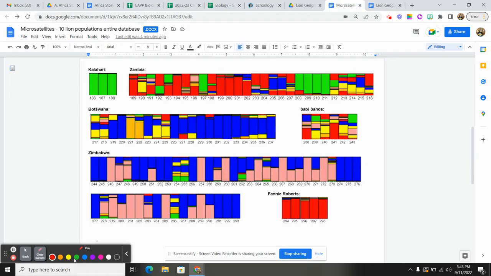Because if we look individually at some of these lions from Zambia, these are primarily all red and they look a lot like these Fanny Roberts. These lions are kind of all green. They look a lot like Kalahari or Etosha National Park, whereas Sabi Sands lions, these are kind of a mix. So we need to figure out by looking at a map why these Sabi Sands lions are such a mix.